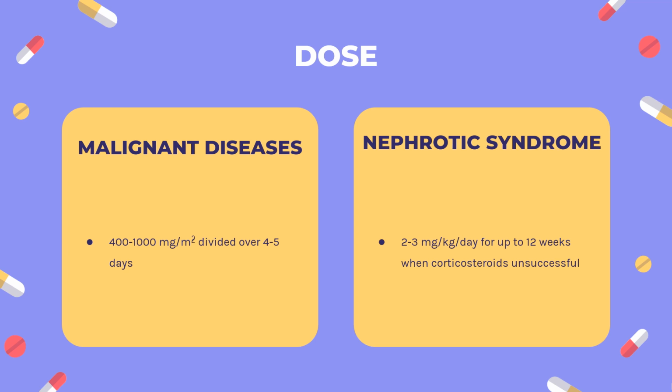Lupus nephritis, off-label. Induction therapy for lupus nephritis, American College of Rheumatology Guidelines, 2012. Low dose, 500 mg every 2 weeks for 6 doses plus corticosteroids, then maintenance with mycophenolate mofetil or azathioprine. High dose, 500-1000 mg/m² IV monthly for 6 doses plus corticosteroid.